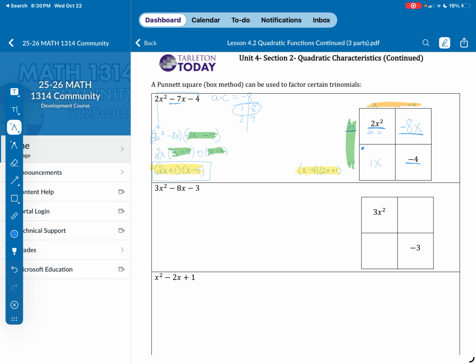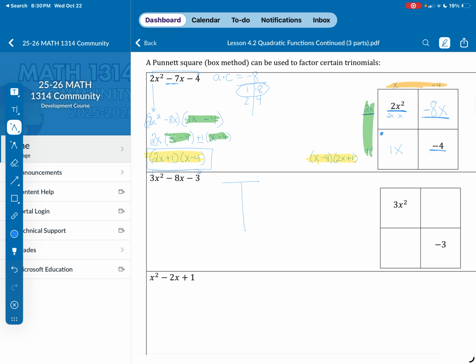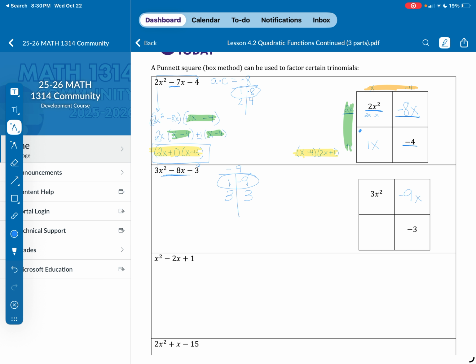All right, so I need to do my slip and slide because I have a non-1 as a leading coefficient. So 3 times negative 3 gives me a negative 9. And so I need to add somehow to get negative 8. So my factors are 1 and 9, 3 and 3. Okay, well, because the 9 is negative that I multiplied, I know 1 has to be negative. Excuse me. And if I take 1 plus negative 9, I get negative 8. So that's what I'm going to use here. So I'm going to have negative 9x and 1x. Okay. So I'm going to use this first box here.